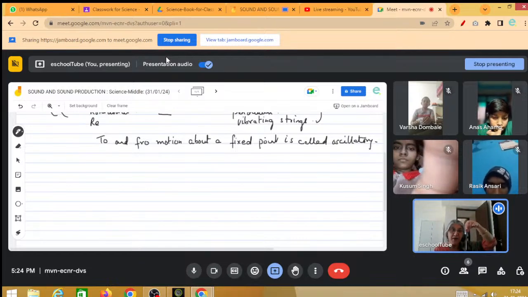ठीक है, पर अब ये मैं क्यों बात कर रही हूँ ऑसिलेशन की जब हम साउंड पढ़ रहे हैं? क्योंकि साउंड जो है वो इसी ऑसिलेटरी मोशन पे बेस्ड है. How is it based on this oscillatory motion?